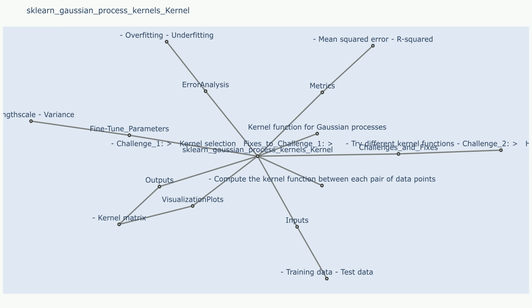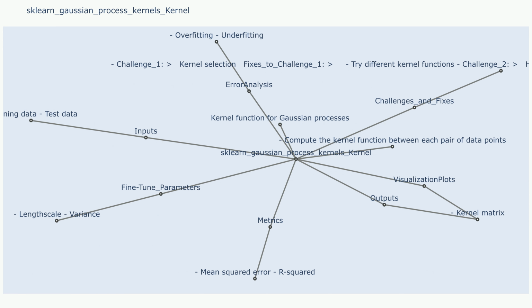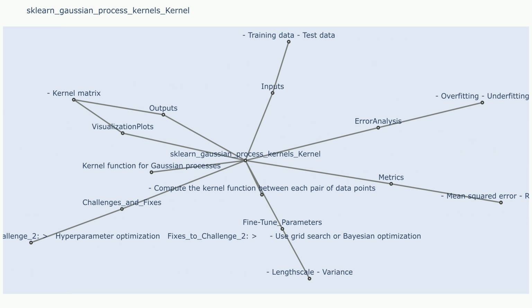Challenges and fixes. Challenge 1. Overfitting. If the kernel is too complex, e.g., high length scale, and the data is limited, the model may overfit the training data, resulting in poor performance on unseen data. Sample use case that resulted in challenge 1: using an RBF kernel with a very large length scale on a small dataset of only 10 data points could lead to overfitting.